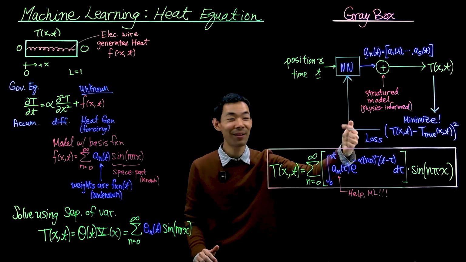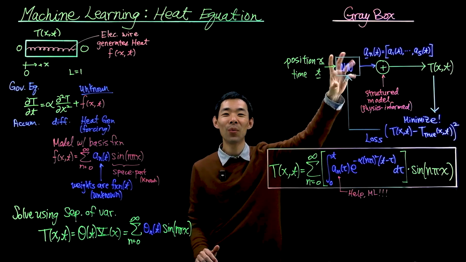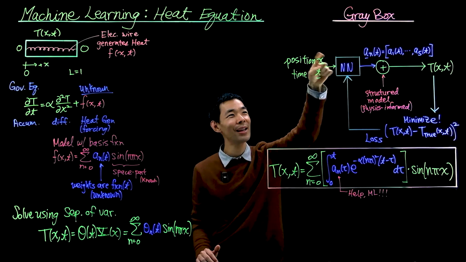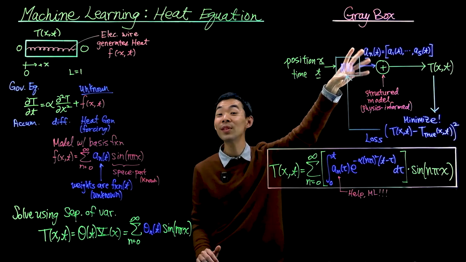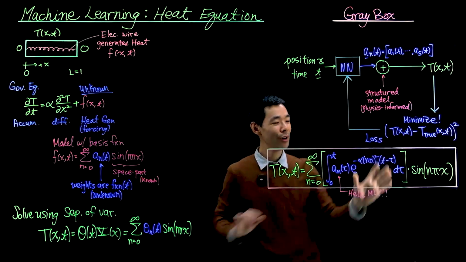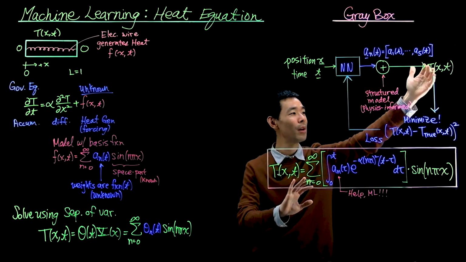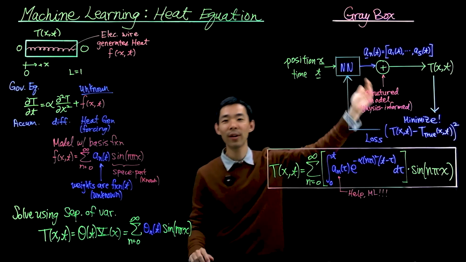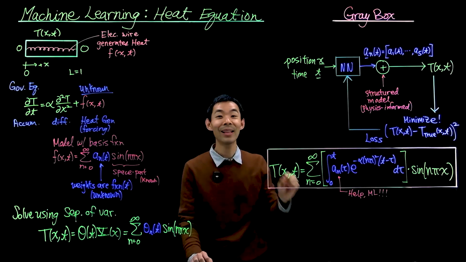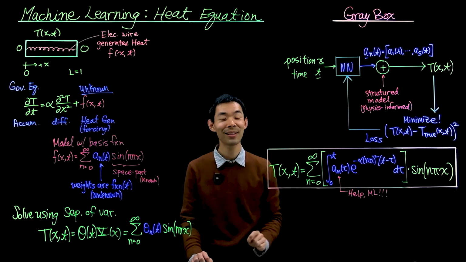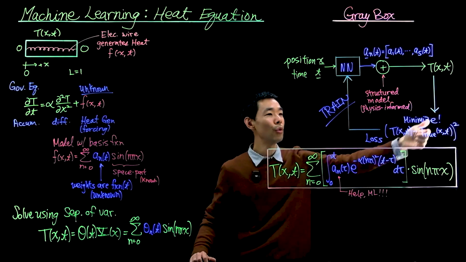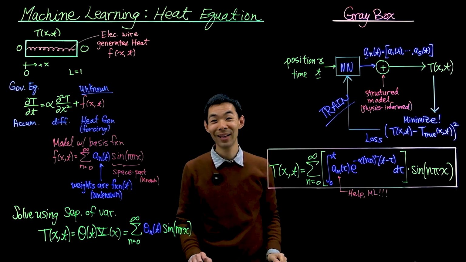And if it's not 0, we're going to go back up and readjust the parameters inside this neural network that will take in space and time and output a new set of Fourier coefficients, get my temperature, combine with the structured model, boom, minimize, over and over and over again. So you're going to do this loop many, many times, and that's the training process. So this loop that I showed in blue, that's the actual training.